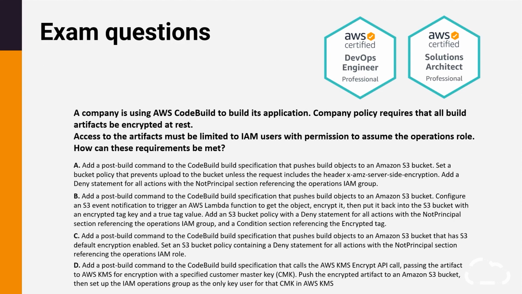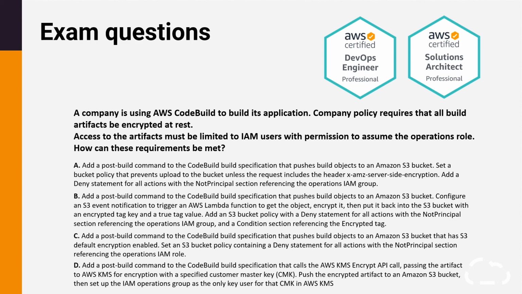Next one. A company is using AWS CodeBuild to build its application. Company policy requires all build artifacts to be encrypted at rest. Access to these artifacts must be limited to IAM users with permission to assume the operations role. How can these requirements be met?